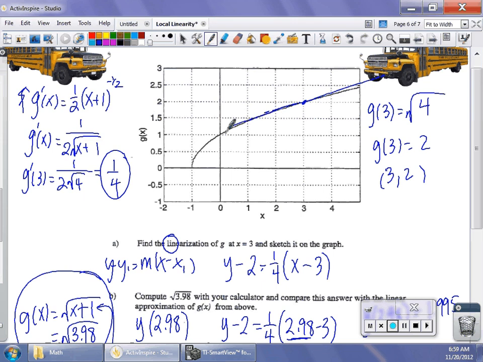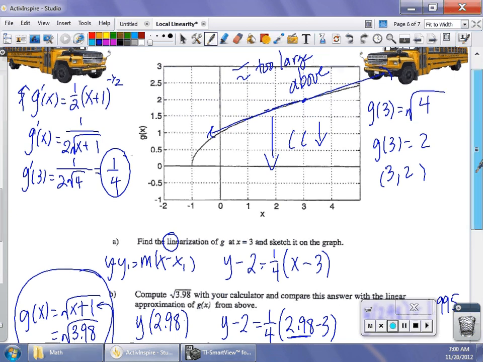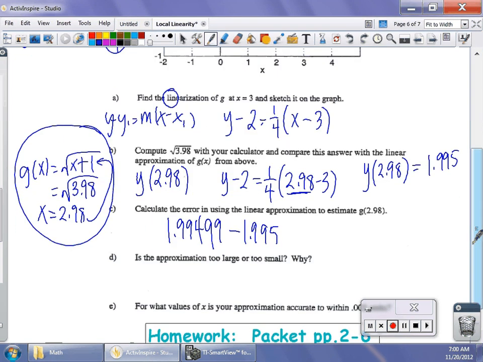So the question is, is the approximation too large or too small? Well, look at the concavity of the curve. The curve is concave down. Therefore, the tangent line would be drawn above. Therefore, the approximations would always be too large. So it really has to do with the concavity and where the tangent line is with respect to the graph. So the approximations will be too large, and we already said why. That was up there on the graph that I just drew. And letter E, do not worry about.